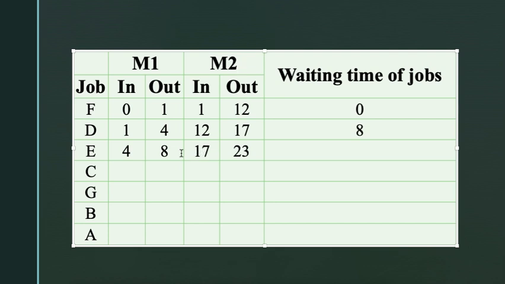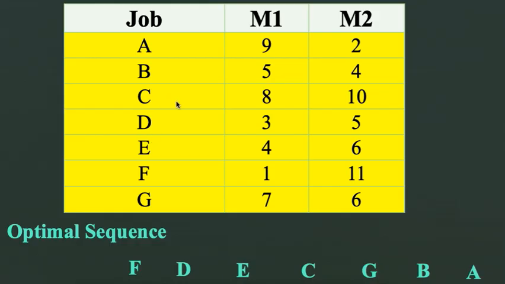So the difference between these two will be the waiting time here. So waiting time is equal to how much? 17 minus 8, right? And hence the waiting time here is 9 hours. Now if we see here, we are going to take this 8, and what is the processing time of job C on machine M1? Job C on M1 is 8 hours, and on M2 is 10 hours, right?